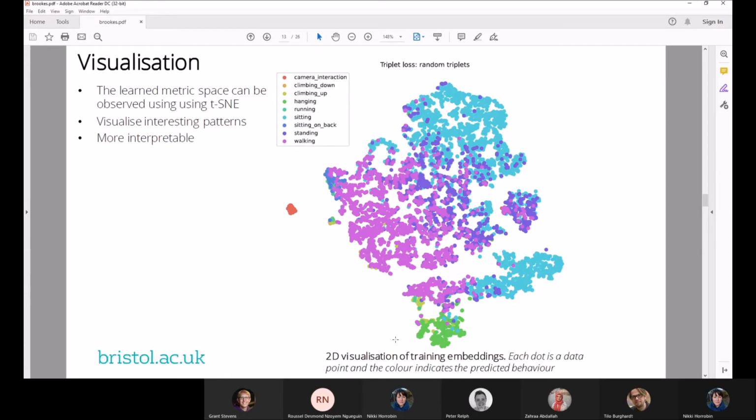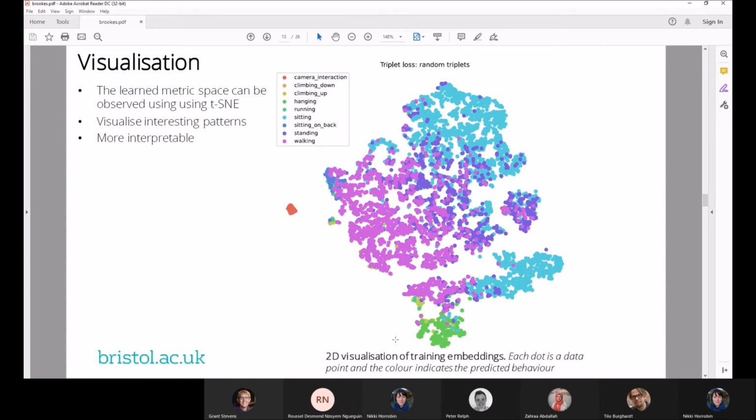But what's really interesting about deep metric learning is that it gives us an opportunity to visualize what's being learned by the network. So on the right, this is each sample in our training set embedded by the model and plotted in 2 dimensions using the t-SNE method. You can immediately start to see that on the left, we have this camera interaction behavior, and it appears to be densely clustered and seems to be distant from the other clusters, which is what you'd expect intuitively. In the bottom center, we see all the behaviors clustered together which are associated with hanging, so climbing up, climbing down, and hanging.